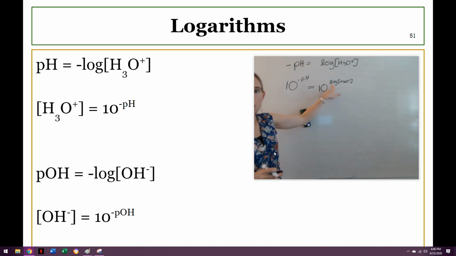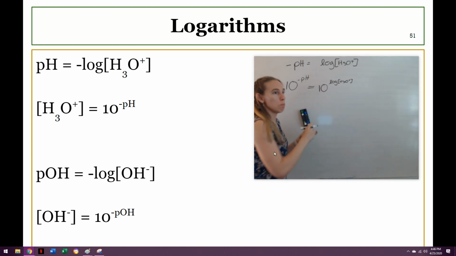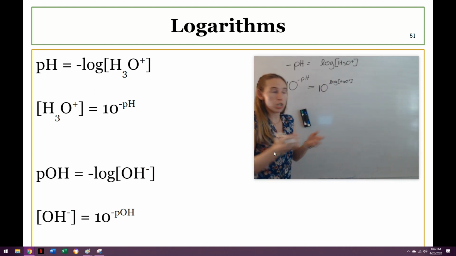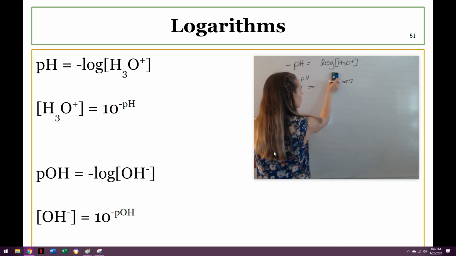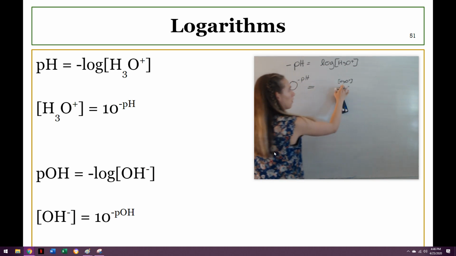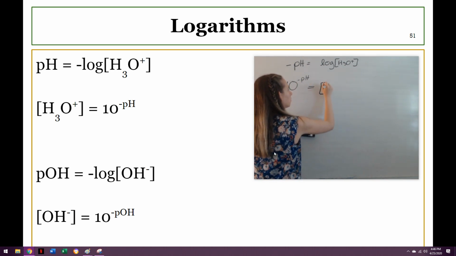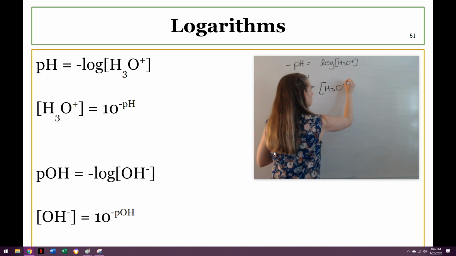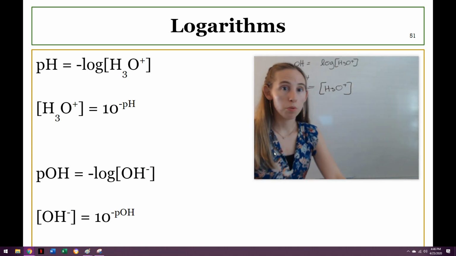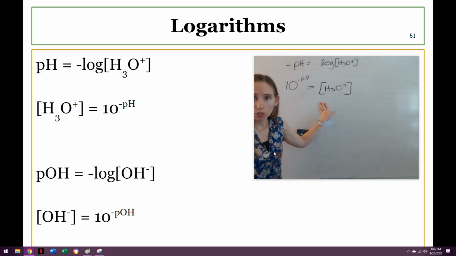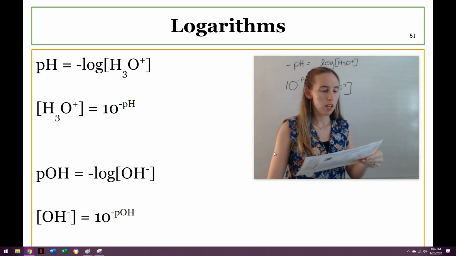10, and then the log, those are backwards. That's like saying multiply by 10, divide by 10. It doesn't change it, right? So this literally goes away. And then we're left with just H3O. So again, don't worry about the math. If that was too confusing and you don't understand it, don't worry about it. You'll get to it in algebra too.